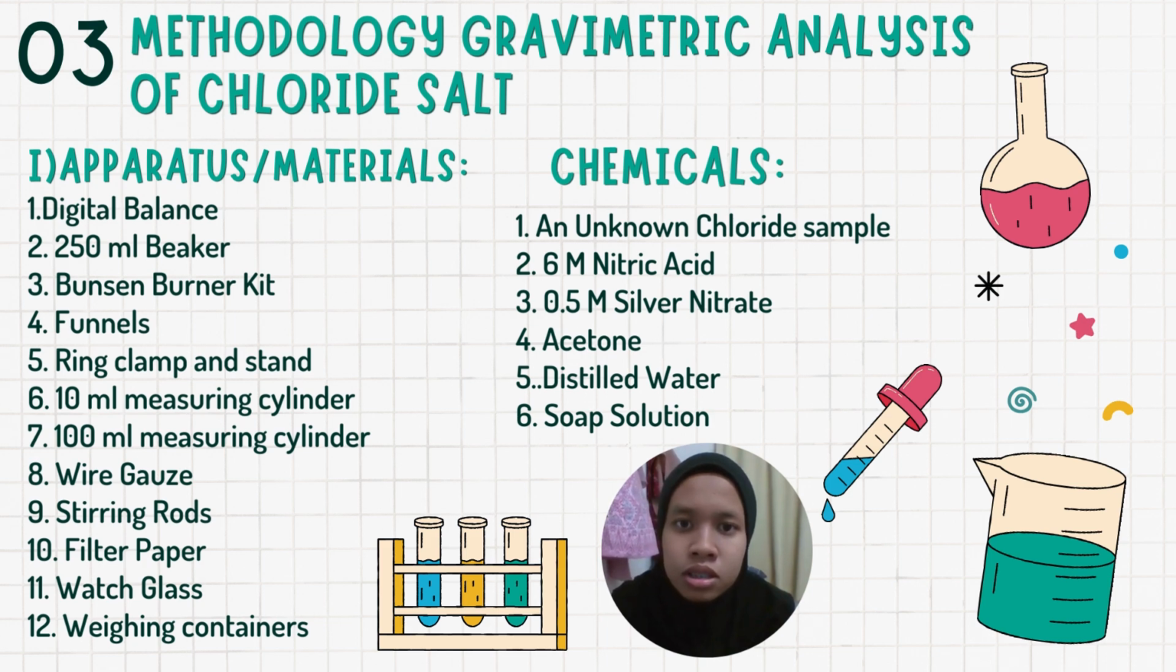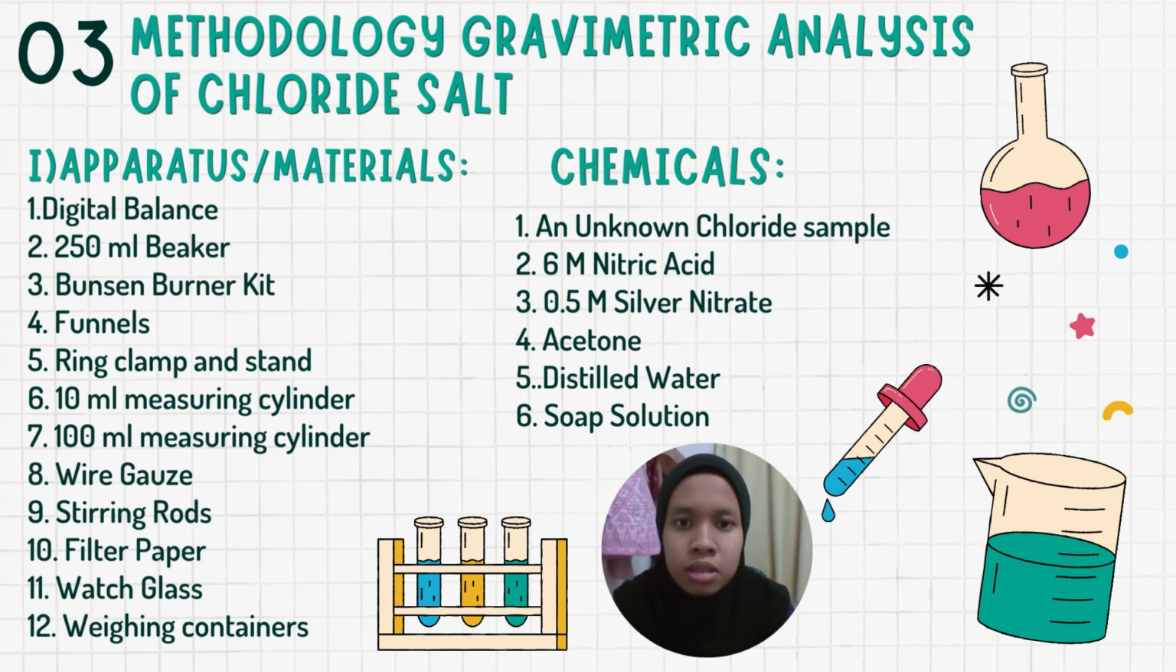Third, methodology of gravimetric analysis of chloride salt. First is apparatus. First, digital balance. Second, 250 ml beaker. 3. Oil surveillance kit. 4. Funnels. 5. Ring clamp and stand. 6. 10 ml measuring cylinder. 7. 100 ml measuring cylinder. 8. Wire gauze. 9. Stirring rods. 10. Filter paper. 11. Watch glass. And last, weighing container.